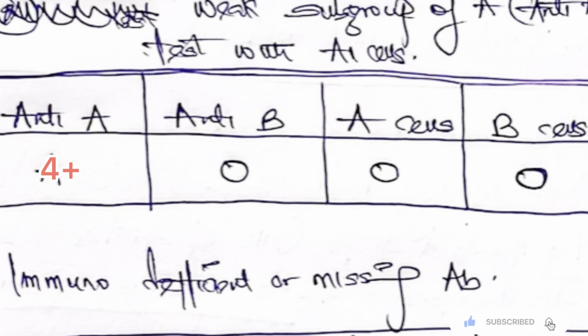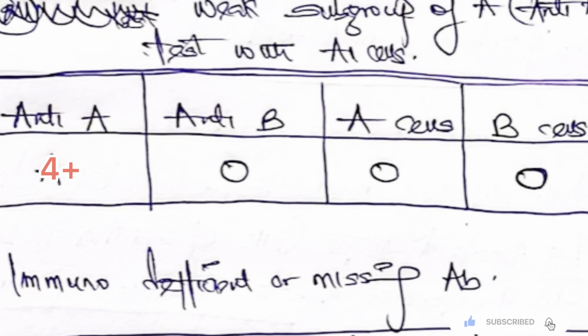The third question shows a table. We have anti-A, 4+ reaction. We have anti-B, no reaction. A cells, no reaction. B cells, no reaction. According to our forward grouping, there's no problem with the forward grouping. We can see a 4+ reaction.